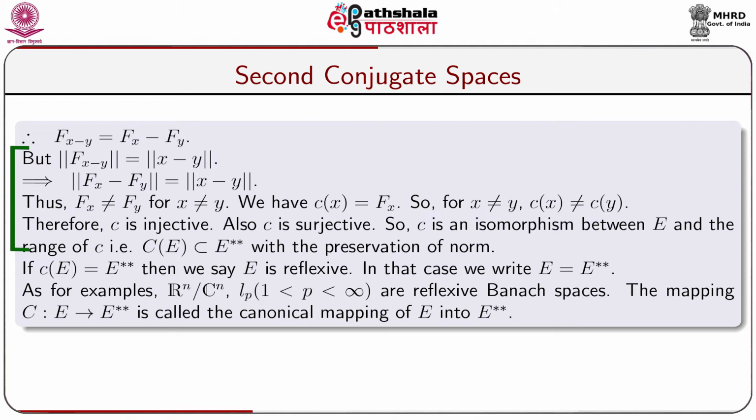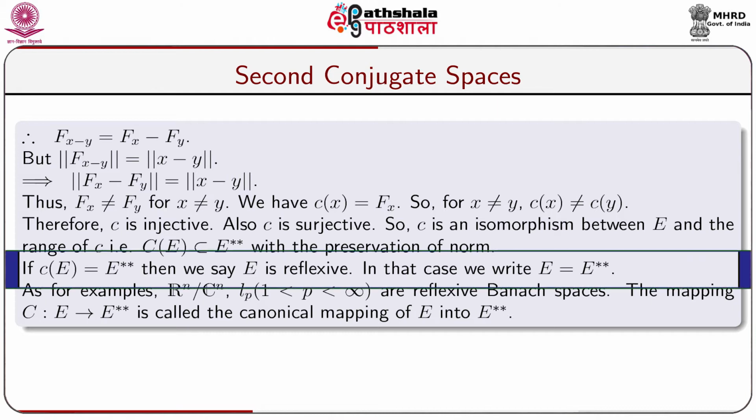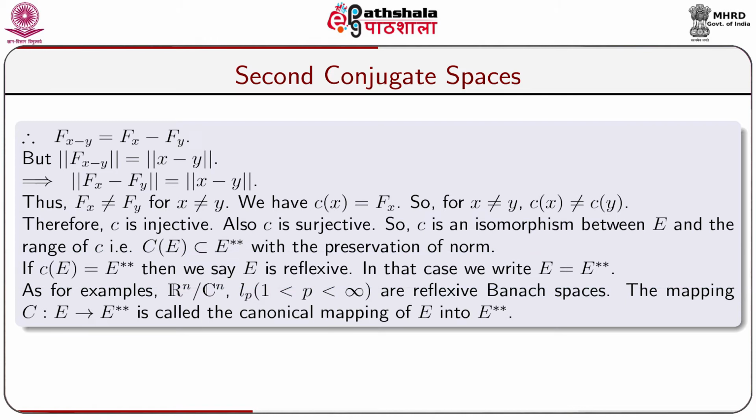Also, C is surjective onto its range. So, C is an isomorphism between E and the range of C, that is C of capital E, which is a subset of E double star, with the preservation of norm. If CE is equal to E double star, then we say that E is reflexive. In that case, we write E equal to E double star.